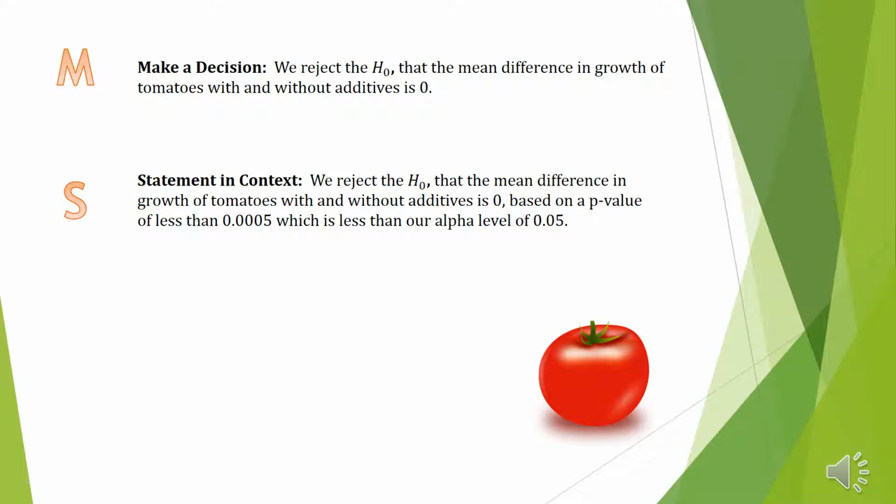Our p-value is less than our alpha level, so we reject the H0 that the mean difference in growth of tomatoes with and without additives is 0. So our statement in context is, we reject the H0 that the mean difference in growth of tomatoes with and without additives is 0 based on a p-value of less than 0.0005, which is less than our alpha level of 0.05.